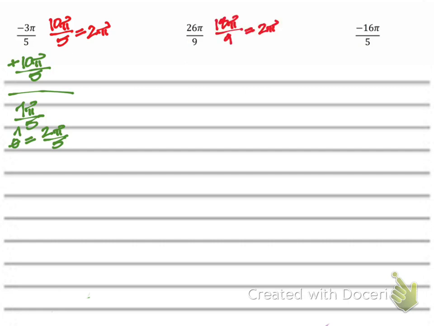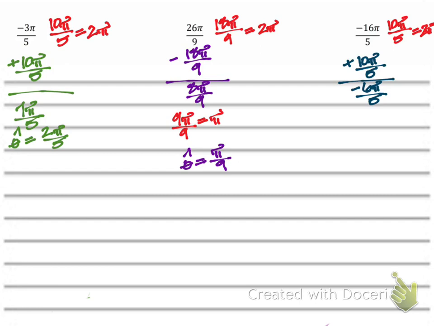For 26 pi over 9, it's more than 2 pi. So we're going to take out a rotation. We're left with 8 pi over 9. And surely you'll agree with me that that is pi over 9 away from pi. Negative 16 pi over 5, that's more than negative 2 pi, so we're going to add a rotation. When I add my rotation, I get a negative, so I'm going to add another one, and I get 4 pi over 5. Well, I know that 5 pi over 5 is pi, so my reference angle must be pi over 5.